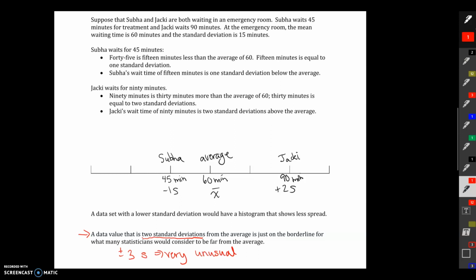Before I log off, I just realized I wrote down the opposite of what I meant to write about plus or minus 3 standard deviations. Plus or minus 3 standard deviations is very unusual.